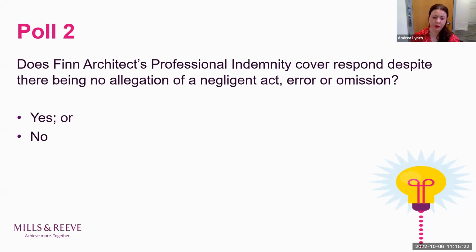So second poll this morning, what if Finn Architects professional indemnity cover contains the International Underwriting Association's fire safety clause? This is a reminder, it should be on your screen. So that's insurers' liability is limited to any actual loss incurred as a direct result of any negligent act, negligent error, or negligent omission by the insured. That's the formal wording. And so the question is, does Finn's Architects professional indemnity cover respond despite there being no allegation of a negligent act, error, or omission?